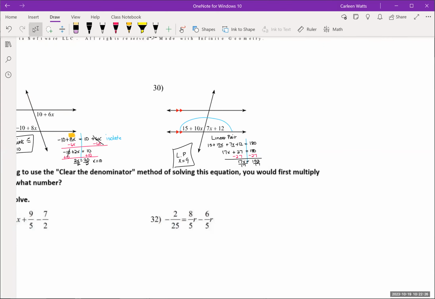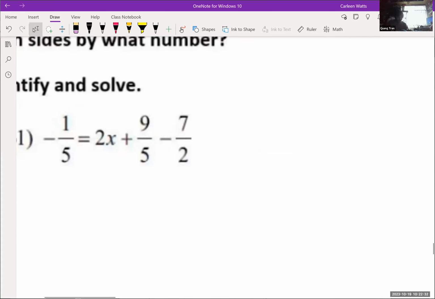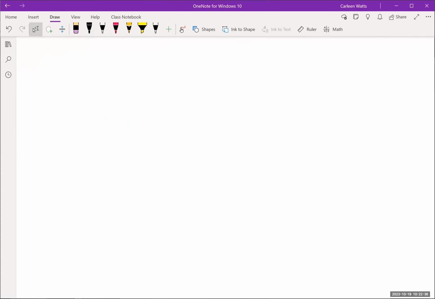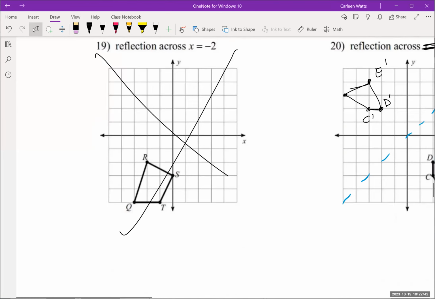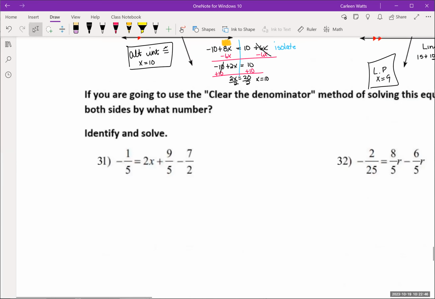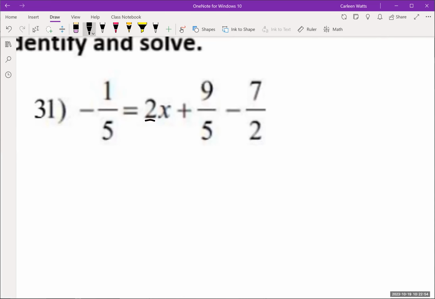Okay, now we're going to practice some really hard equations. We're going to use the clear the denominator method. Okay, so this is over 1.